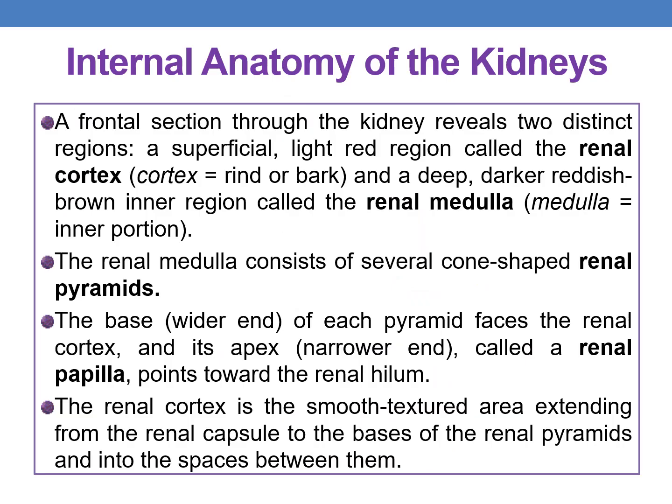Coming to the internal anatomy of the kidneys, a frontal section through the kidneys reveals two distinct regions: a superficial light red region called the renal cortex. Cortex means rind or bark. And a deep, darker reddish-brown inner region called the renal medulla.